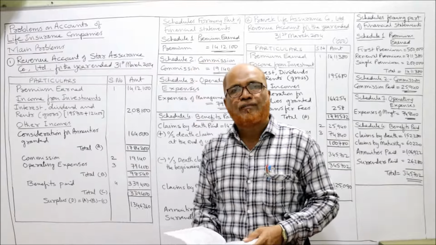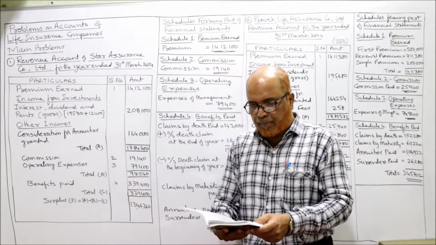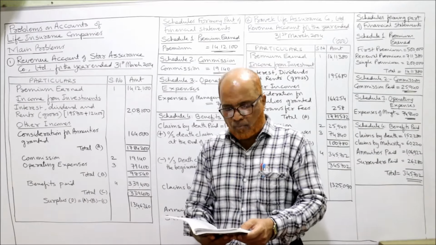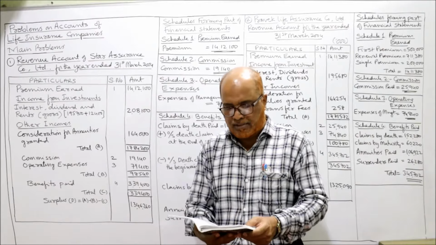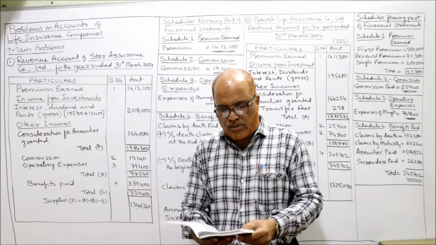Now I am reading out the first main problem. From the following figures, prepare the revenue account. Only the revenue account we have to prepare, in the statutory form, of Star Assurance Company Limited for the year ended 31st March 2004. Rupees in thousands.